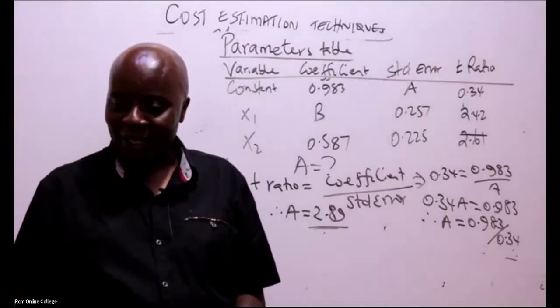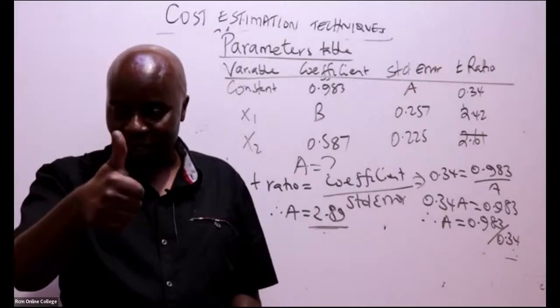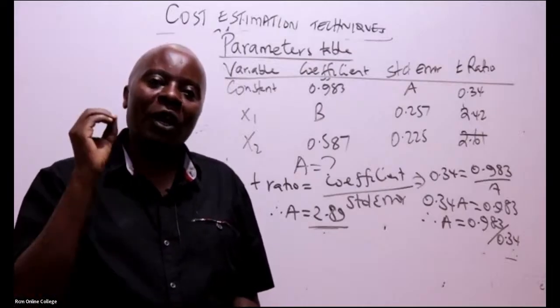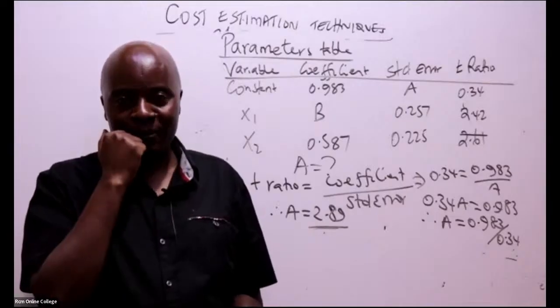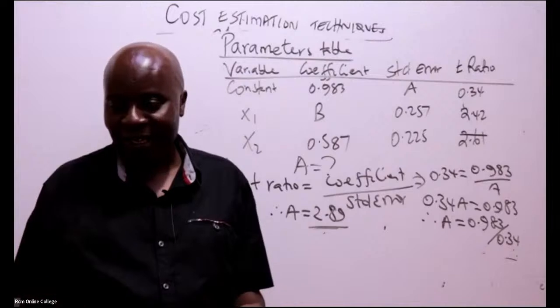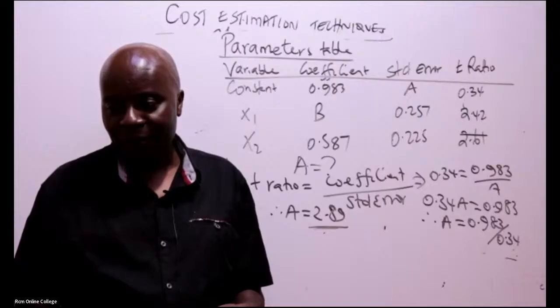So is that okay? Or is there anybody who has a question? Is this okay, how we have gotten A? Then can you kindly go ahead and give me the value of B now on your own? Try, even if you don't get it. You can see where B is.